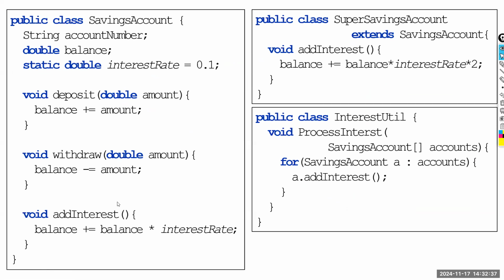Super savings account. And here I have extended it with one more interest rate. So normal interest in this code example, the super savings accounts get twice the interest. But in our code, we have more flexibility to change the super savings interest rate.